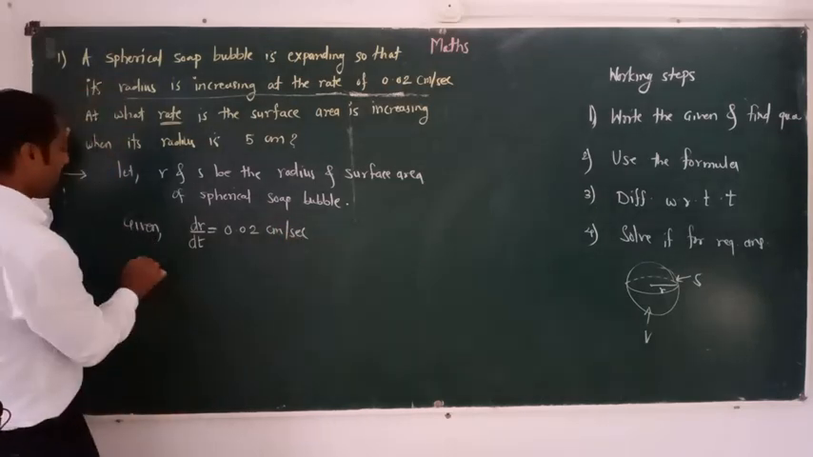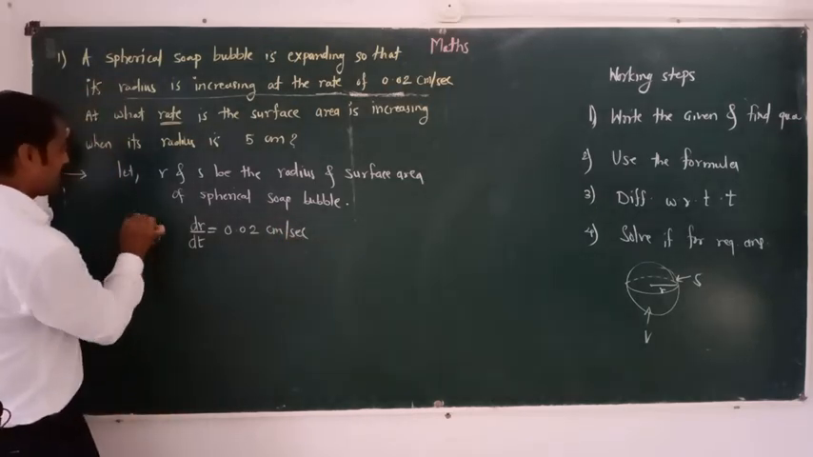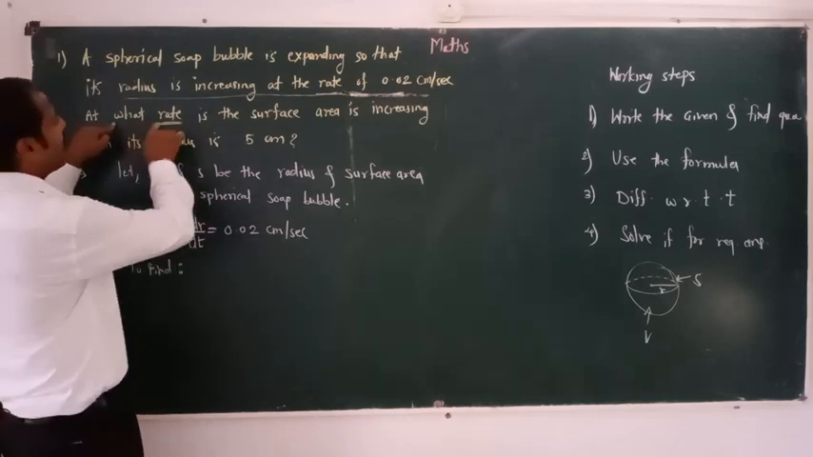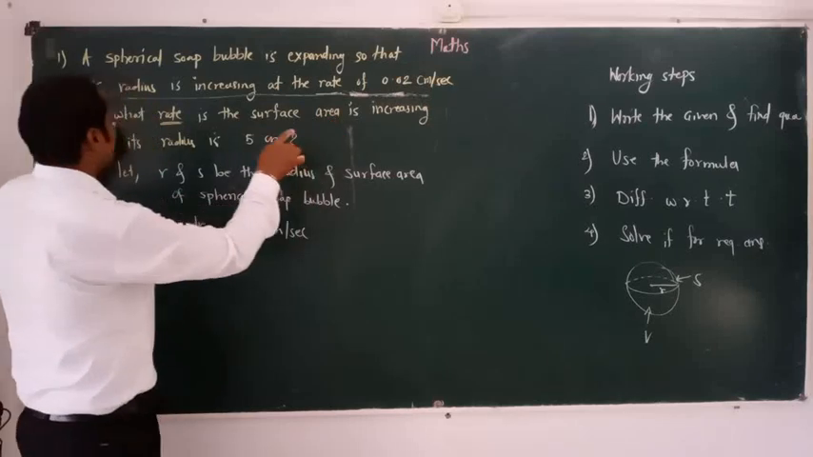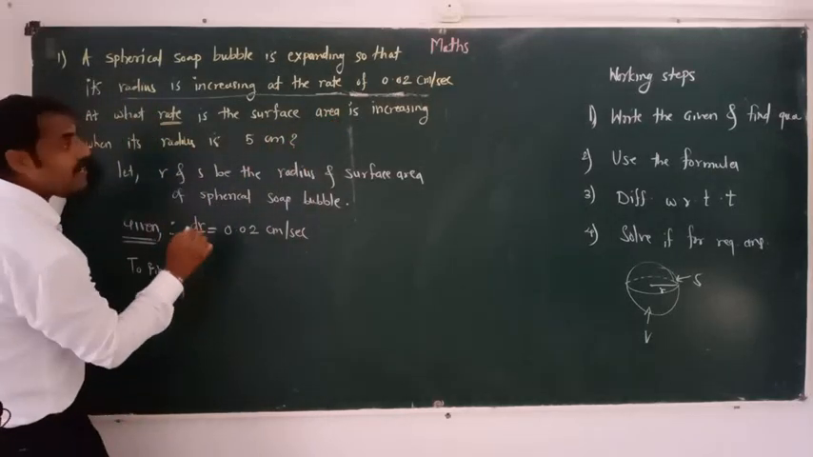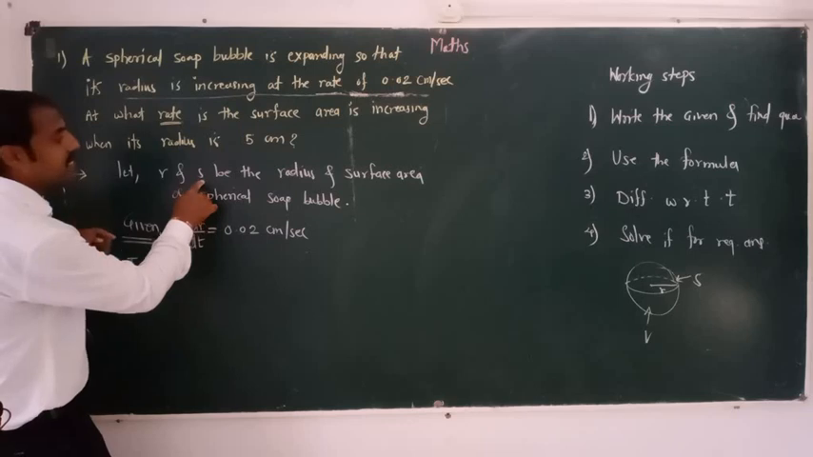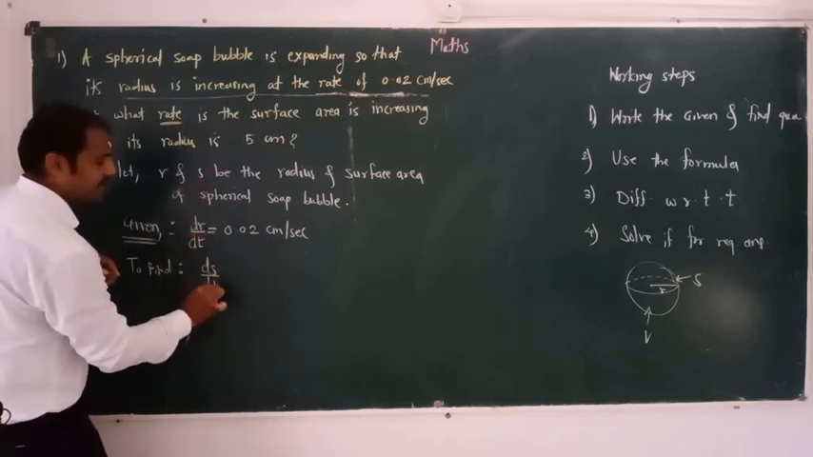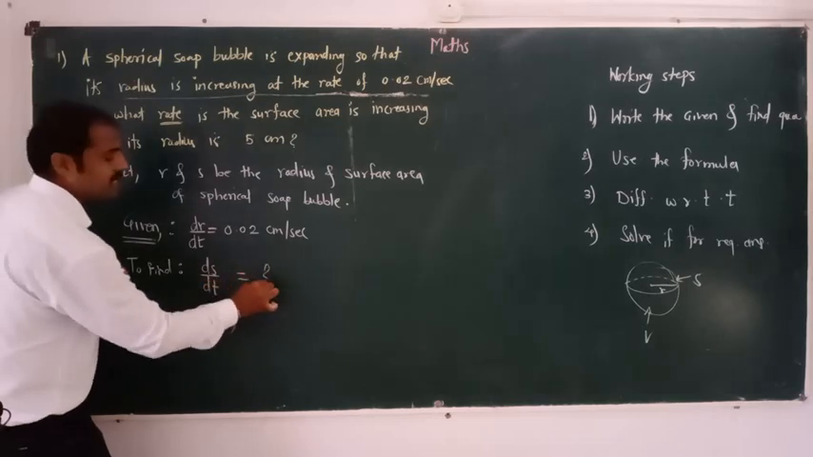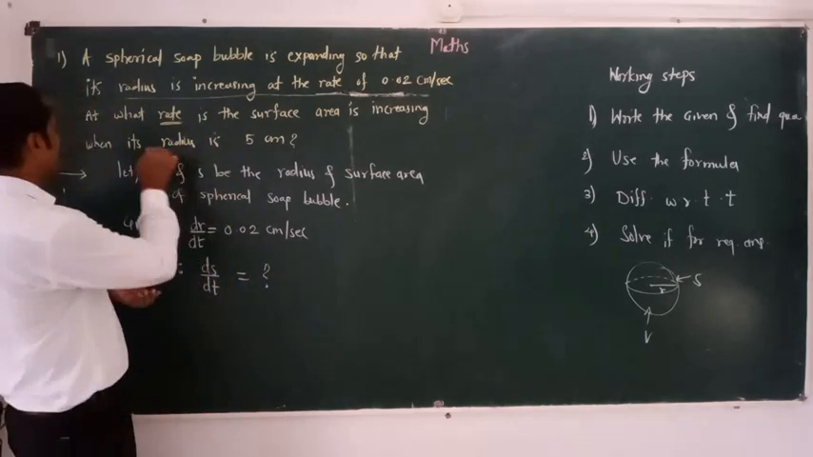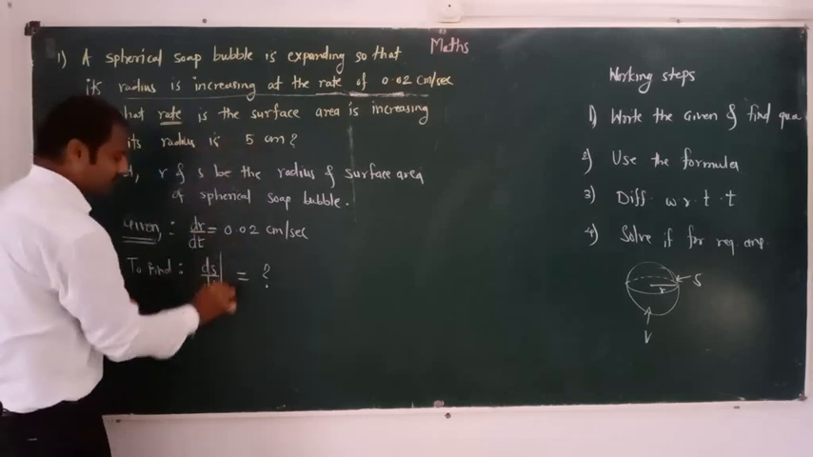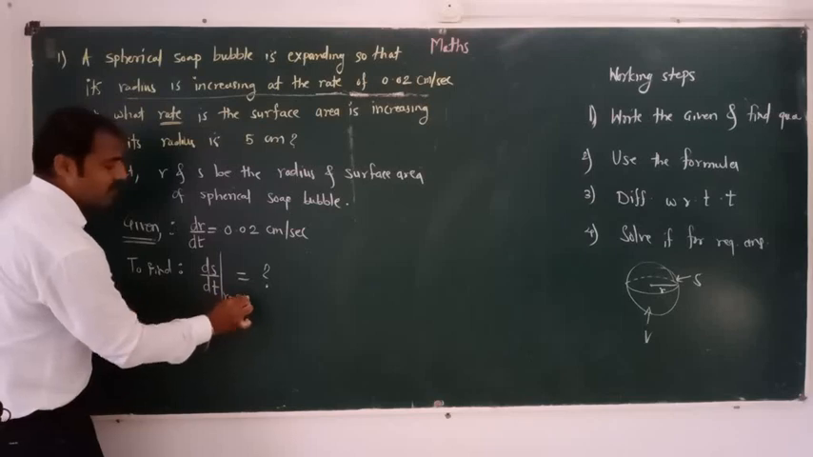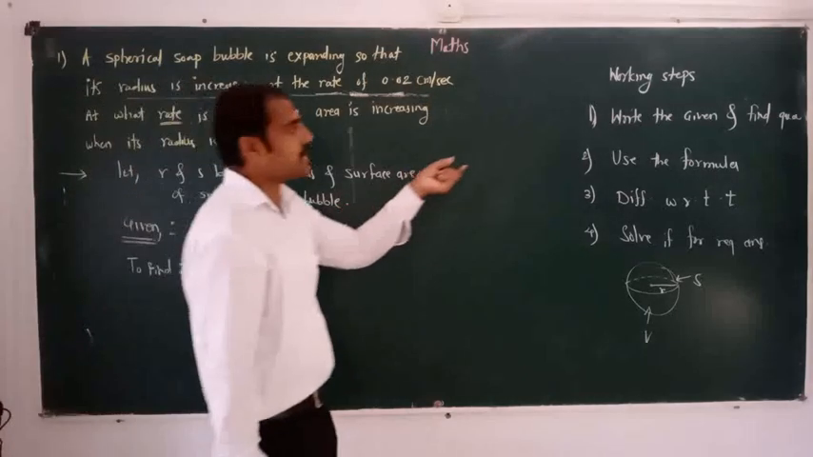Now to find, what is to find? At what rate is the surface area increasing, means rate of change of surface area. If S is the surface area, then ds by dt is nothing but rate of change of surface area, which is equal to question mark, when its radius is 5 cm. Find rate of change of surface area when r is equal to 5 cm. Means here first step is completed.